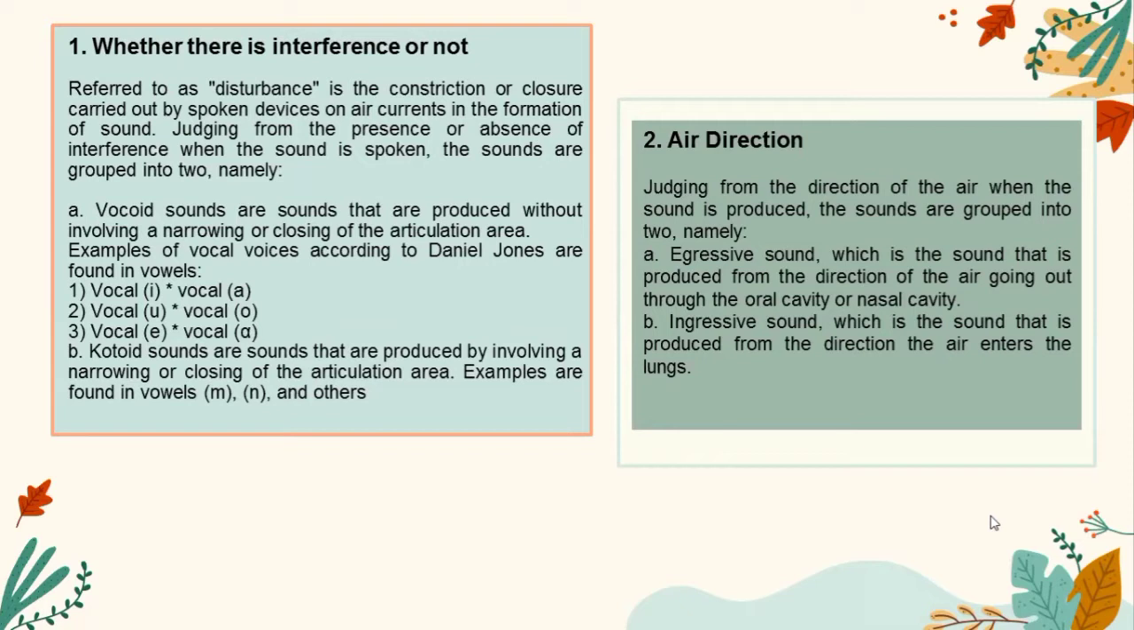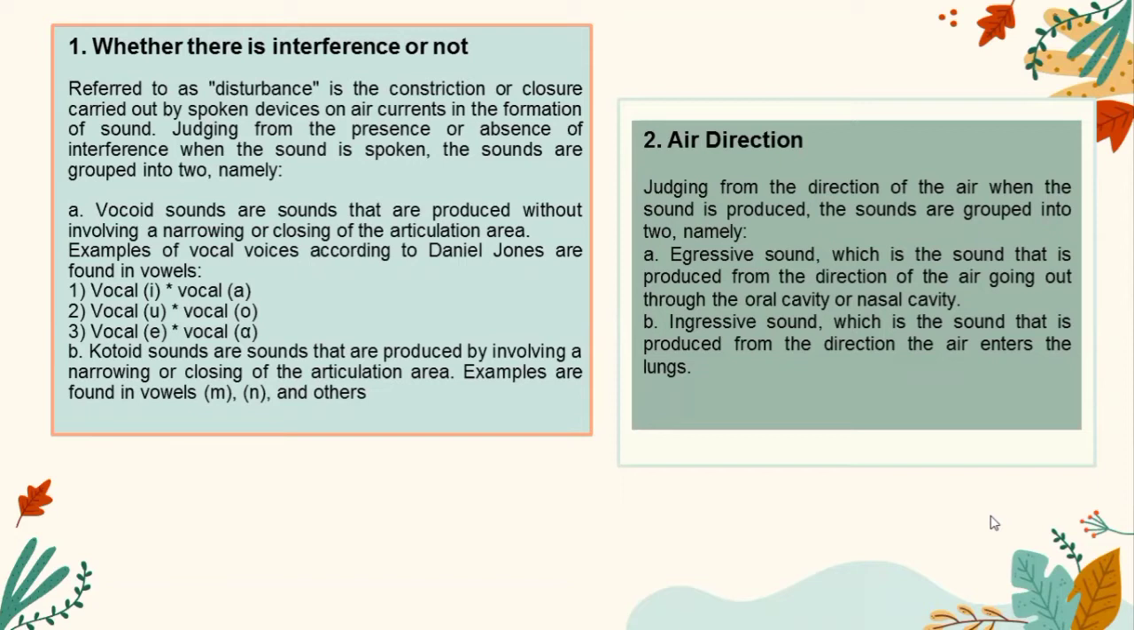Examples of vocoid sounds according to Daniel Jones are found in vowels. First is vowel E, you can say it vowel A. Second is vowel U, you can say it vowel O. And third is vowel A, you can say it vowel O. B is contoid sounds. Contoid sounds are sounds that are produced by involving a narrowing or closing of the articulation area. Examples are found in consonants M, N, and others.